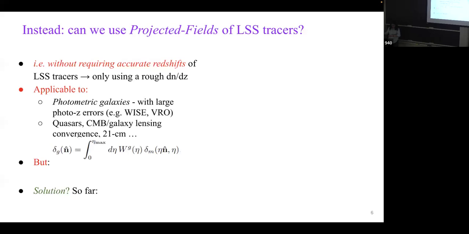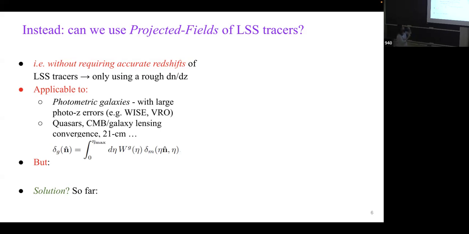What I'm going to talk about today is detecting the KSZ effect using projected fields of large-scale structure tracers. So basically, I'm going to talk about a technique which does not require individual accurate redshifts for galaxies in order to extract the KSZ effect. You only need a rough dN/dz, or redshift distribution, for your tracers, which means that this technique is applicable to photometric galaxy surveys, which might not have individual redshifts for each galaxy. So like the WISE galaxy sample.